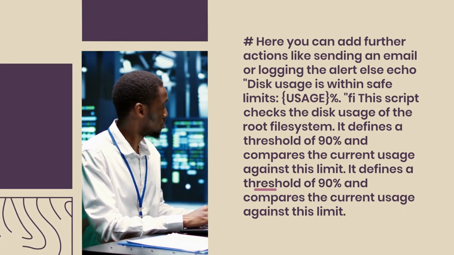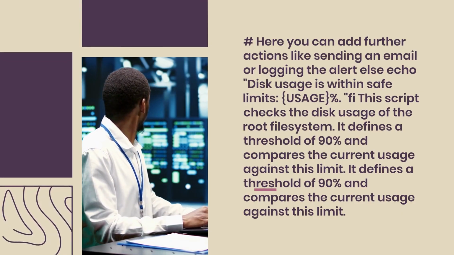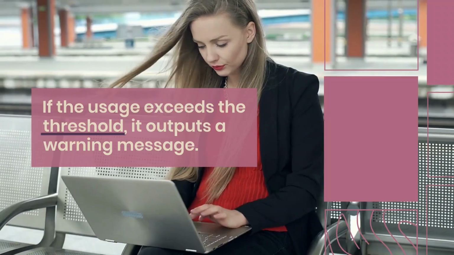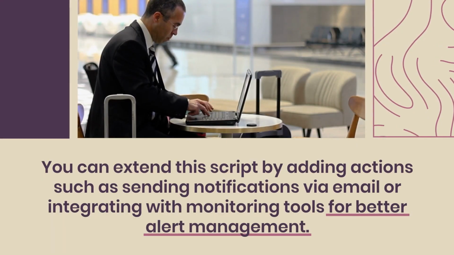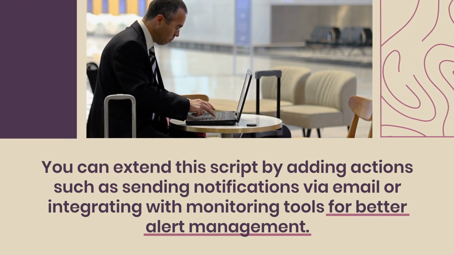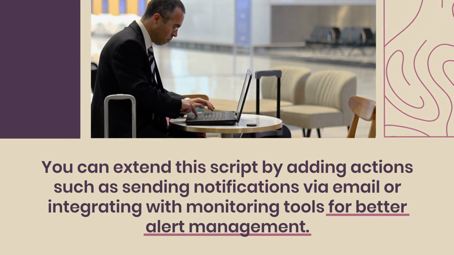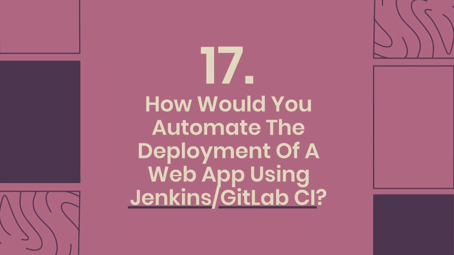fi. This script checks the disk usage of the root file system. It defines a threshold of 90% and compares the current usage against this limit. If the usage exceeds the threshold, it outputs a warning message. You can extend this script by adding actions such as sending notifications via email or integrating with monitoring tools for better alert management.